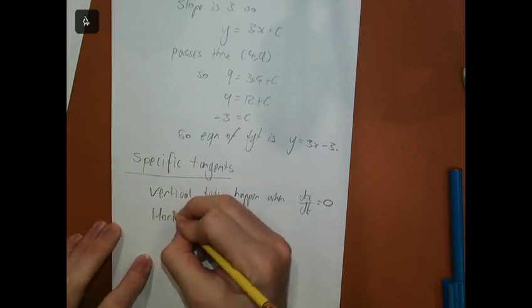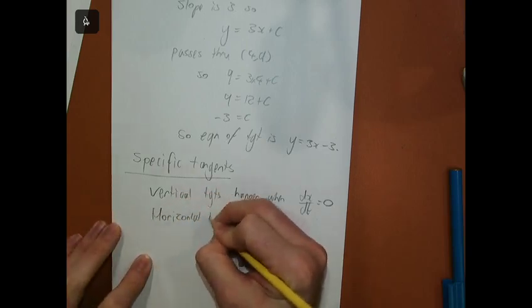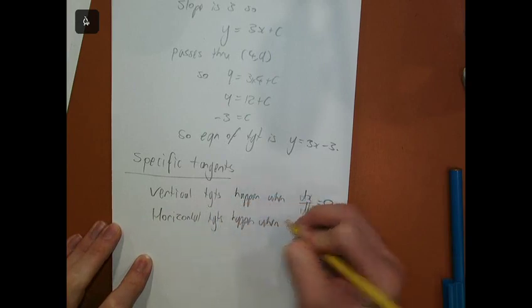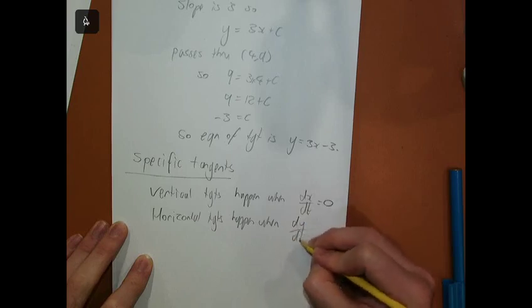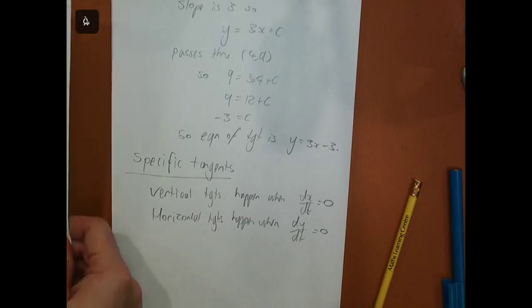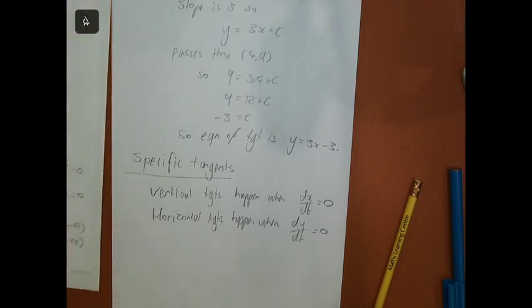And the horizontal tangents happen when dy on dt is 0. Because again, if your pencil point as it passes that spot is going directly horizontal, then the y-coordinate's not changing, and so dy on dt is 0. And you could do some examples of that.